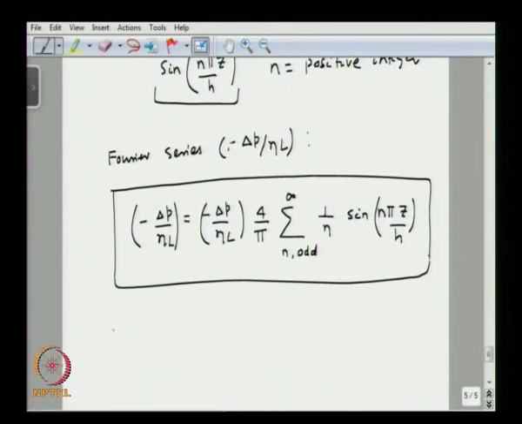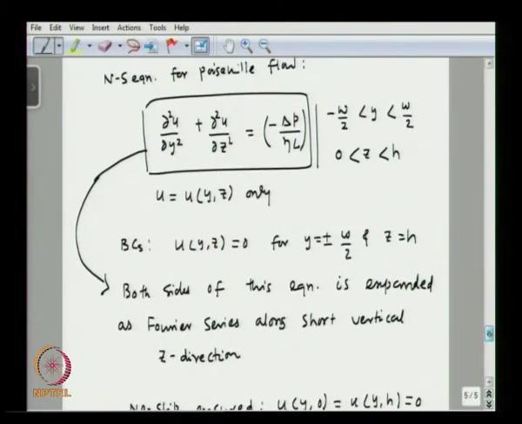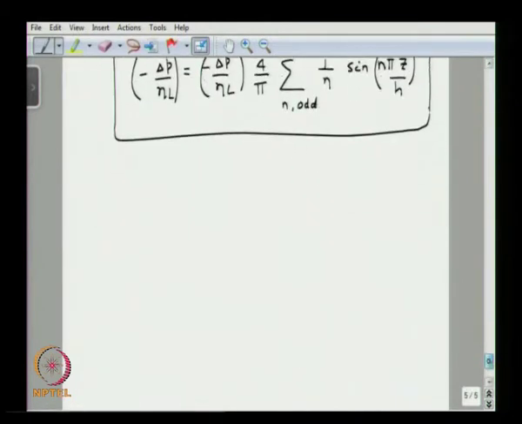Now, let us try to write the Fourier series expansion for the left hand side, the Fourier expansion of u(y,z).